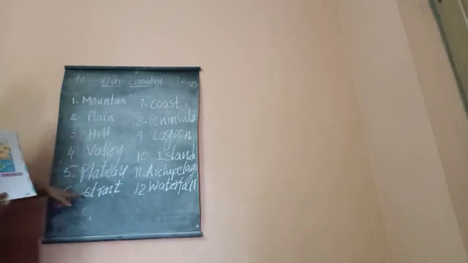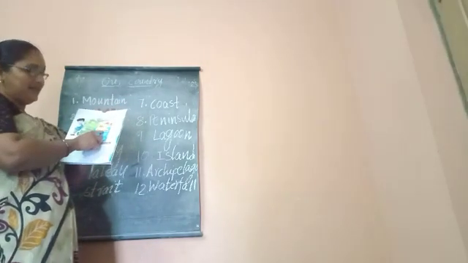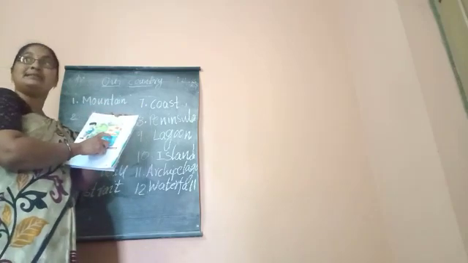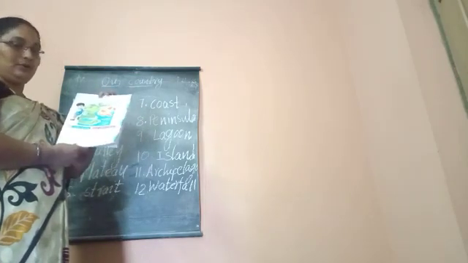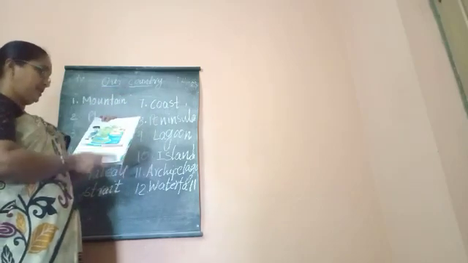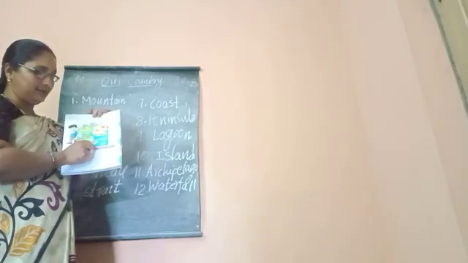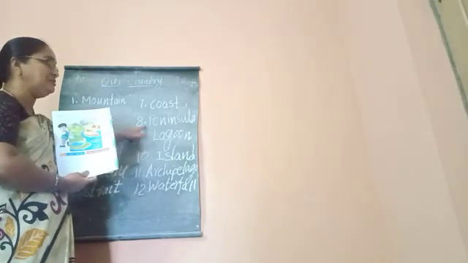Next, sixth one. See, this is the narrow passage of water from one water body to another water body. So this is strait. From one river to another river, the narrow passage is called the strait. Next, seventh one. It is a land. Here, water is touching that land. The land where the water body touches is called the coast. Next, eighth one. It is a landmass that is surrounded by water on three sides. It is called the peninsula.